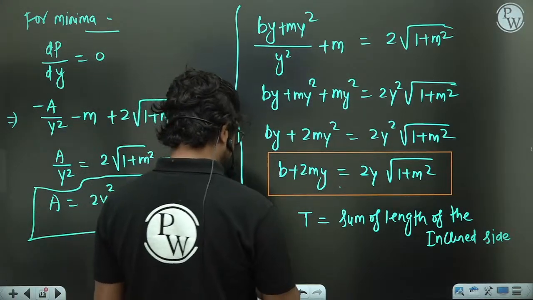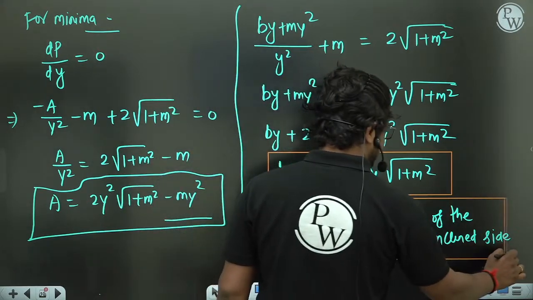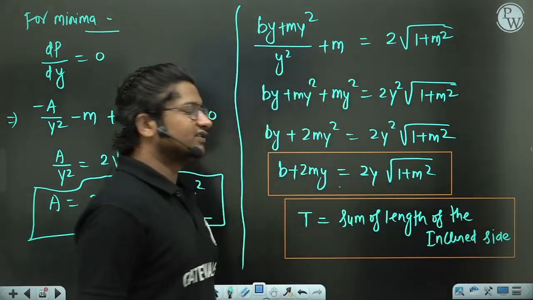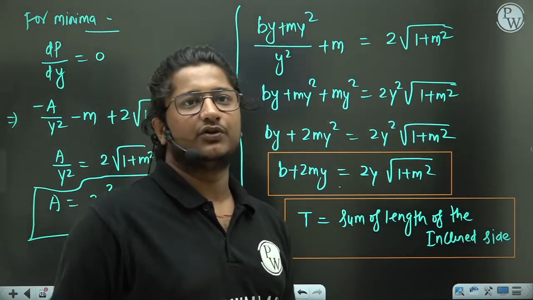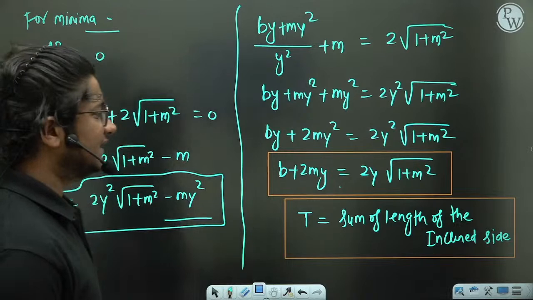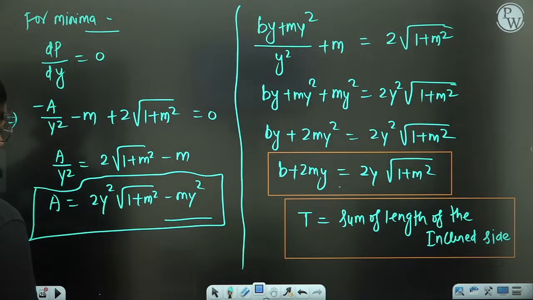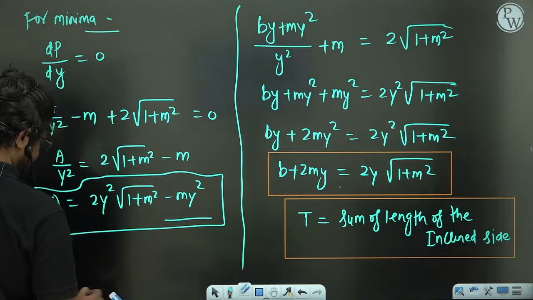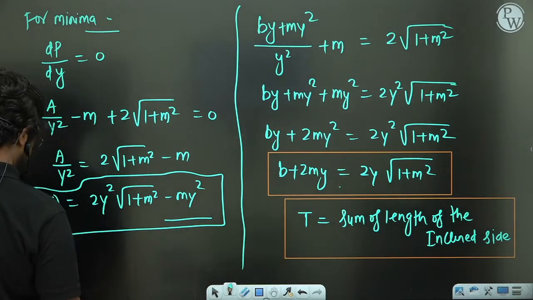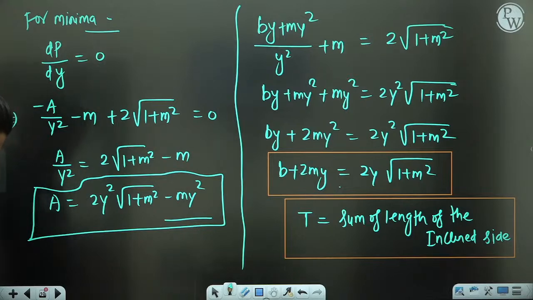That becomes a condition for all of us, that T is equal to the sum of the length of the inclined sides. That you need to understand. I hope it is clear to all of you.